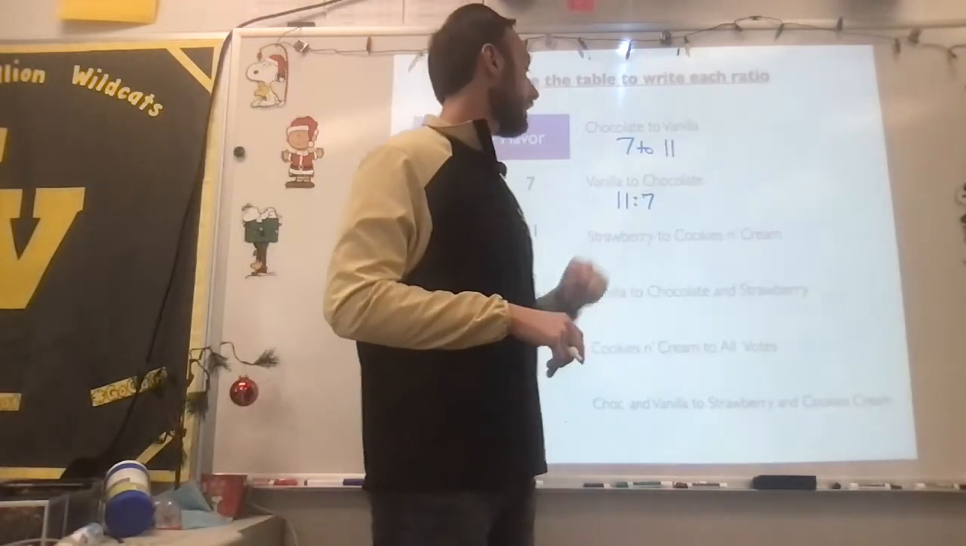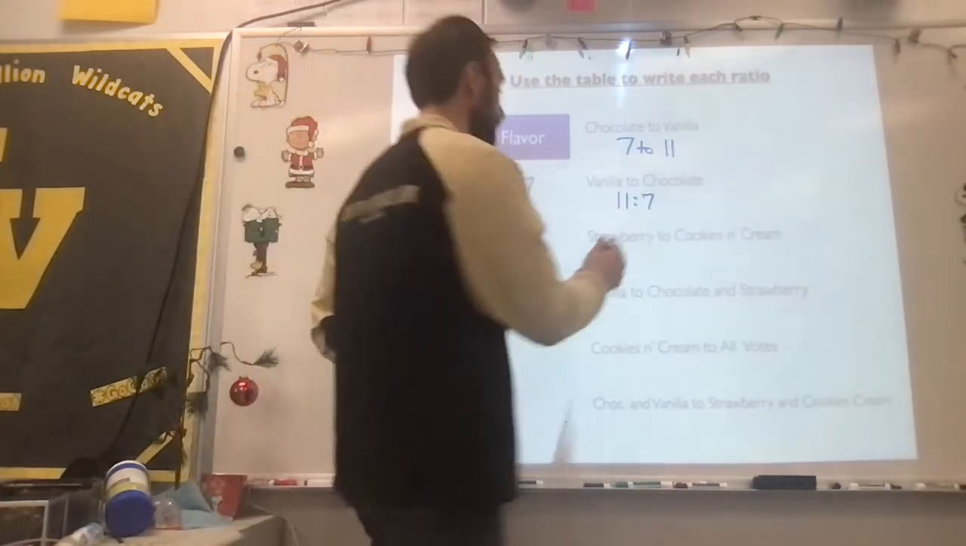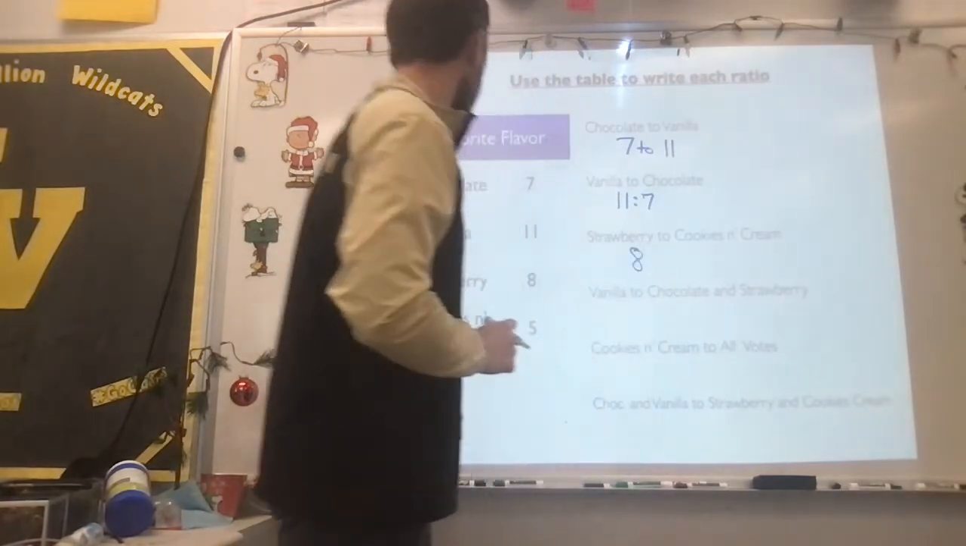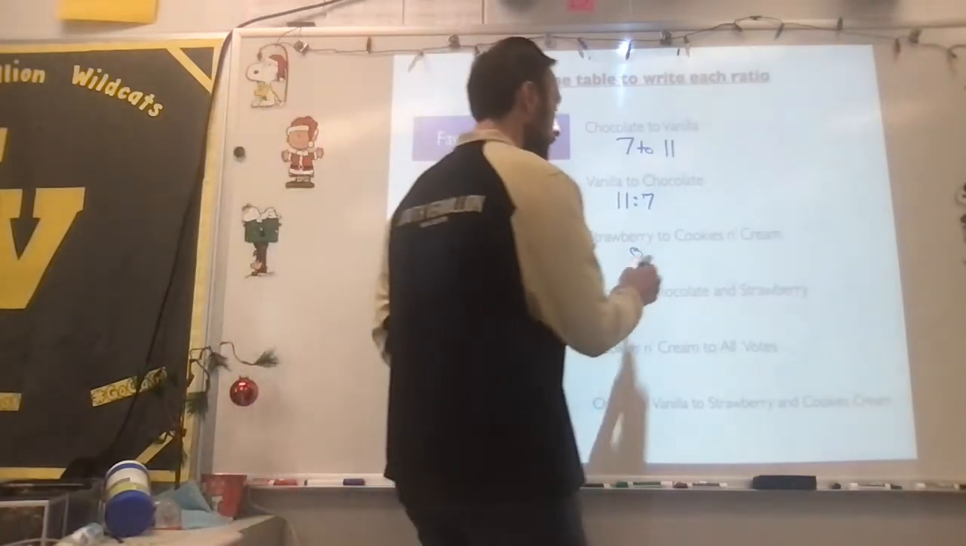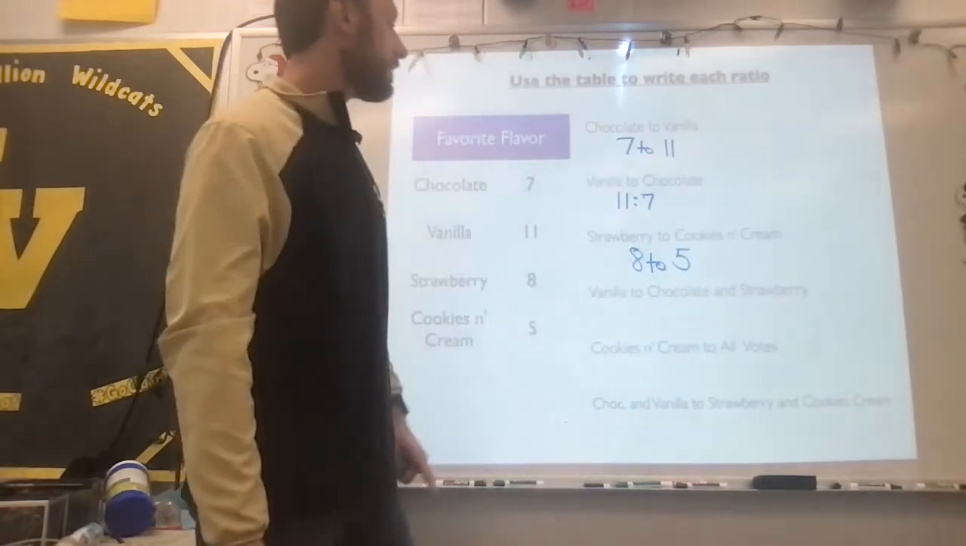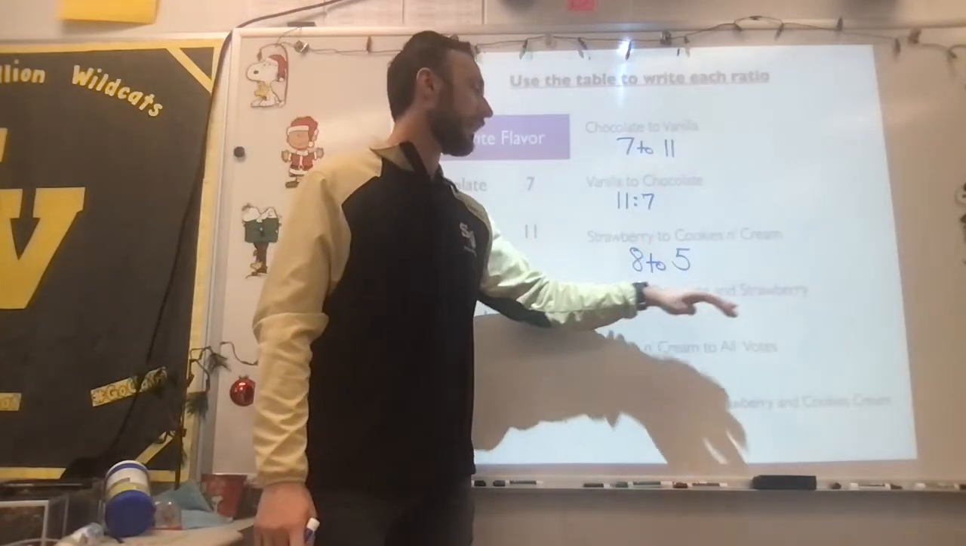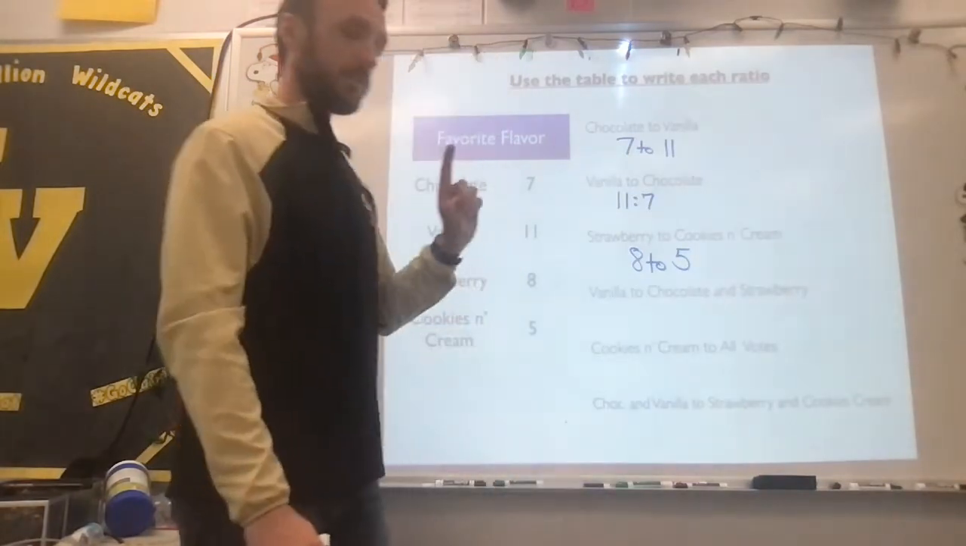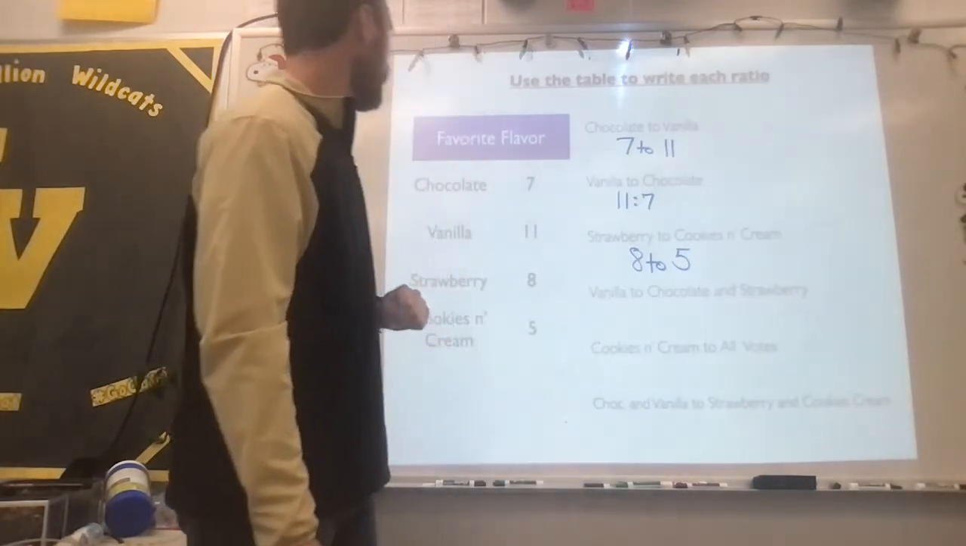Strawberry to cookies and cream. Strawberry is 8. Cookies and cream is 5. So I'll write that 8 to 5. The next one says vanilla to chocolate and strawberry. Well, let's do the easy part first. Vanilla is 11.